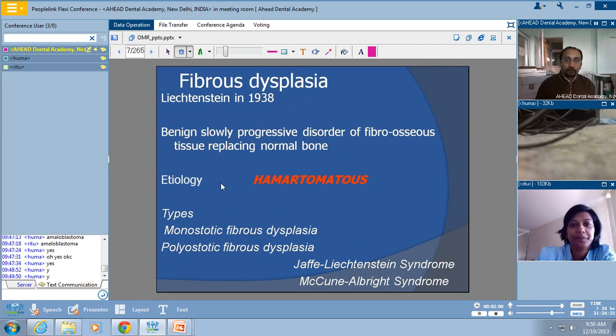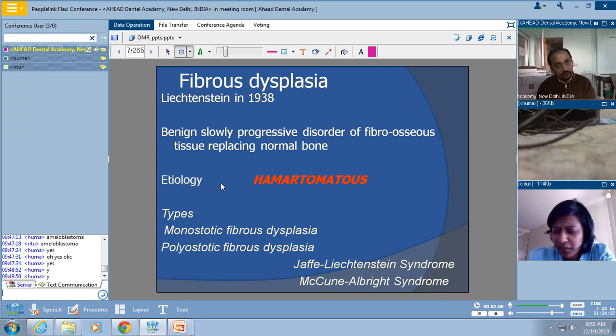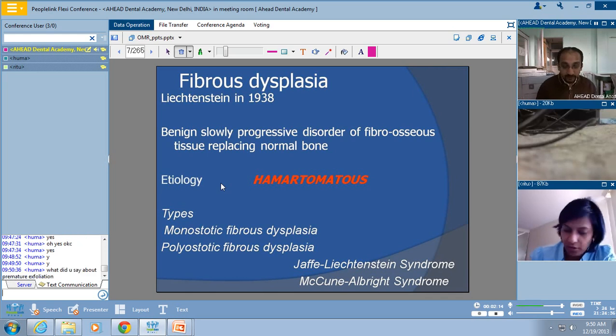Now, coming to fibrous dysplasia. If you are wondering why I have all of a sudden come to fibrous dysplasia, the only reason is because cherubism was previously called familial fibrous dysplasia. Okay, cherubism.